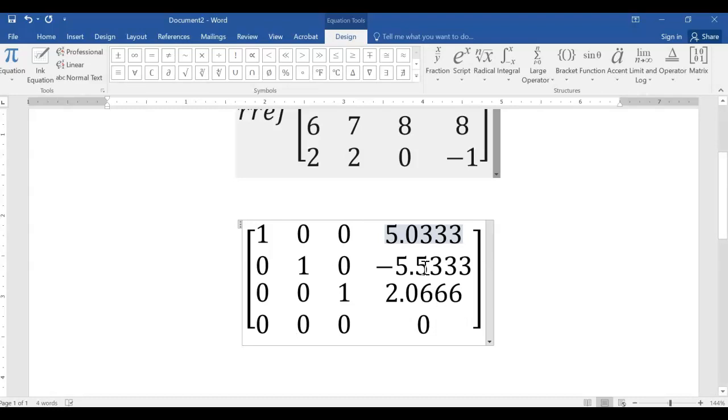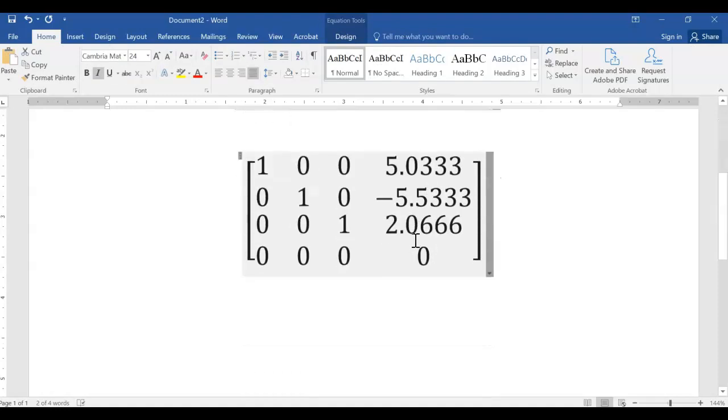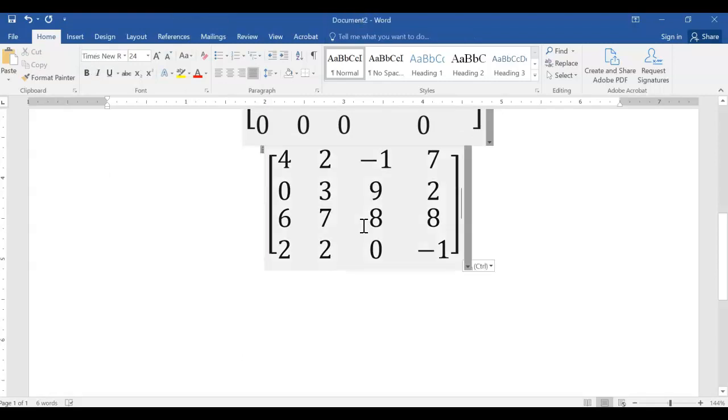But notice in these first 4 entries, you end up with a free variable, which means that the original matrix we were dealing with does not row reduce to the identity, and therefore that original matrix, this one, is not invertible.